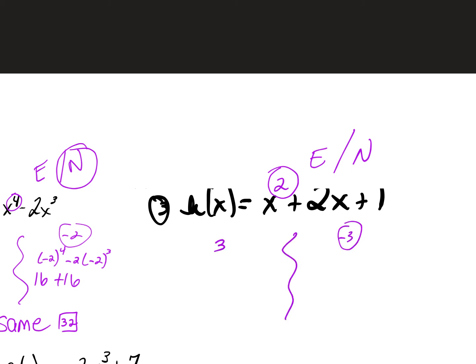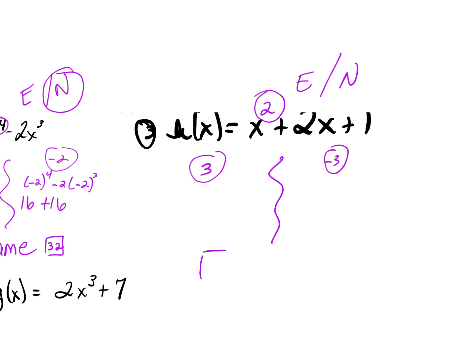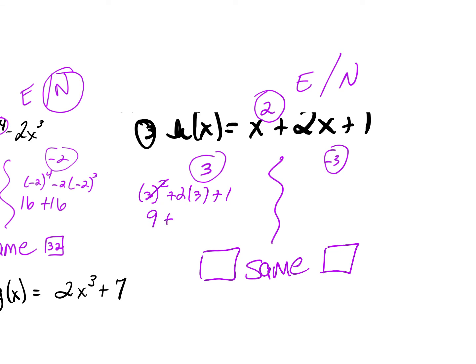What do I know the relationship of the answer should be if it's even? The same. So 3 squared plus 2 times 3 plus 1. What's 3 squared? 9 plus 6 plus 1. What's 9 plus 6? 15. Plus 1 is 16. Good.